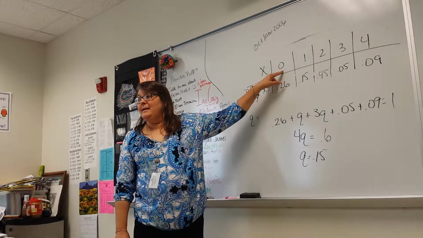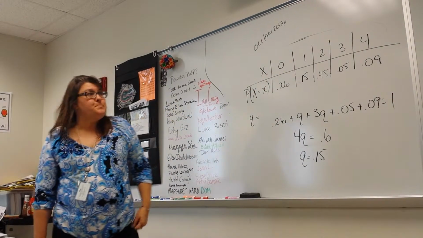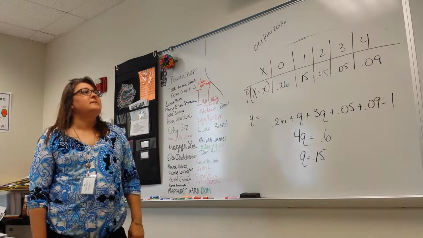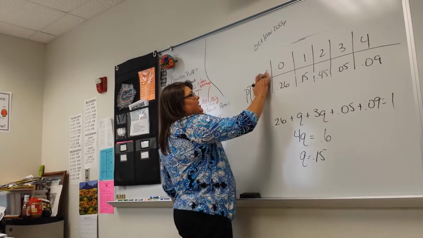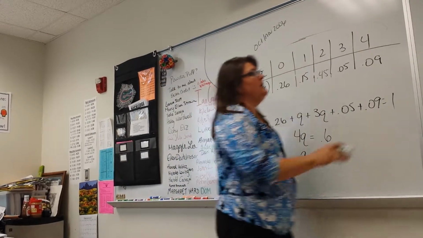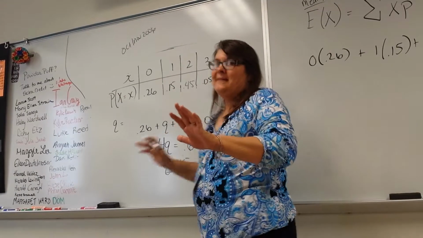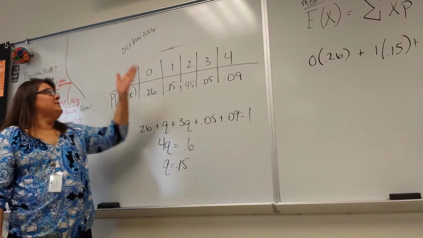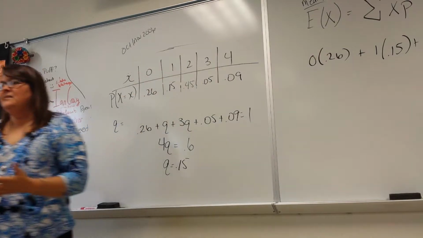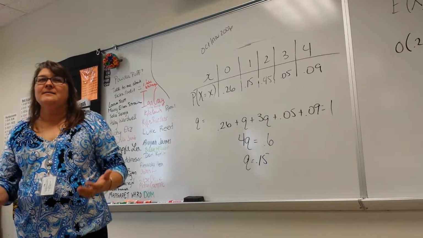Question. Is it a big X or a little x? It's a little x. It looks like a big X. Okay, I'm kind of confused. I was confused too, but then I see it now. It's E of big X, but big X equals little x, which represents this outcome. That's a little confusing, I know, because there's X's everywhere.